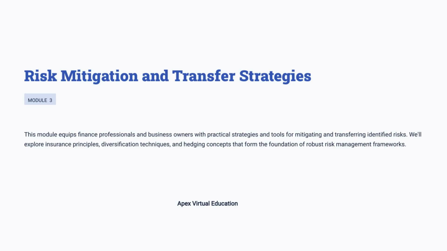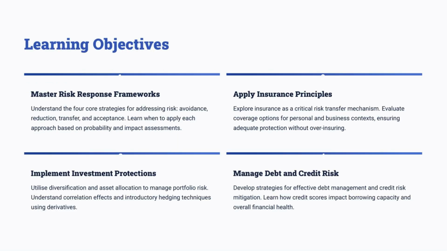Explore risk response frameworks by mastering avoidance, reduction, transfer, and acceptance strategies. Understand when to apply each based on probability and impact assessments. Delve into insurance as a key risk transfer mechanism, evaluating coverage options for personal and business contexts to ensure adequate protection without overinsuring.